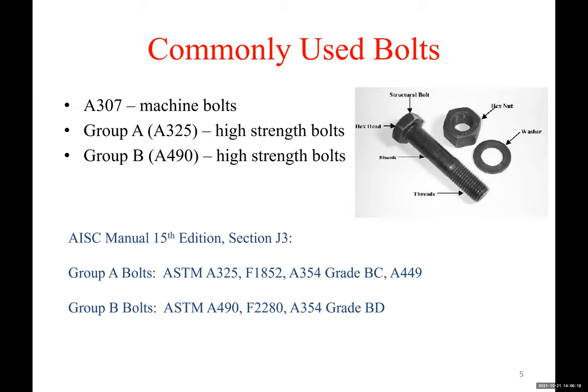Now, in the 15th edition of the manual, for group A and B bolts, we have ASTM specifications for the type of bolts that can be used, as shown here. So any of these can be specified. In the drawings, typically we specify what ASTM standard we are using for the bolt. So any of these should be okay. What's common typically in connecting beams, columns, etc., is the A325 for group A and A490 for group B.